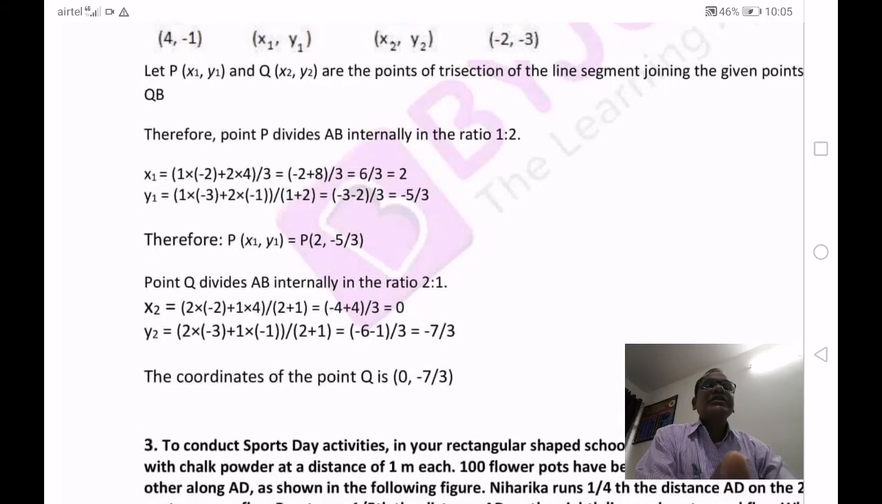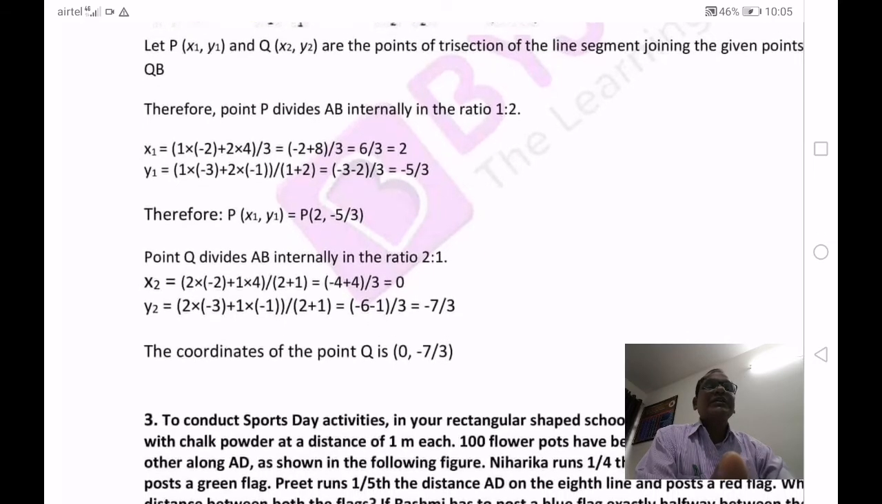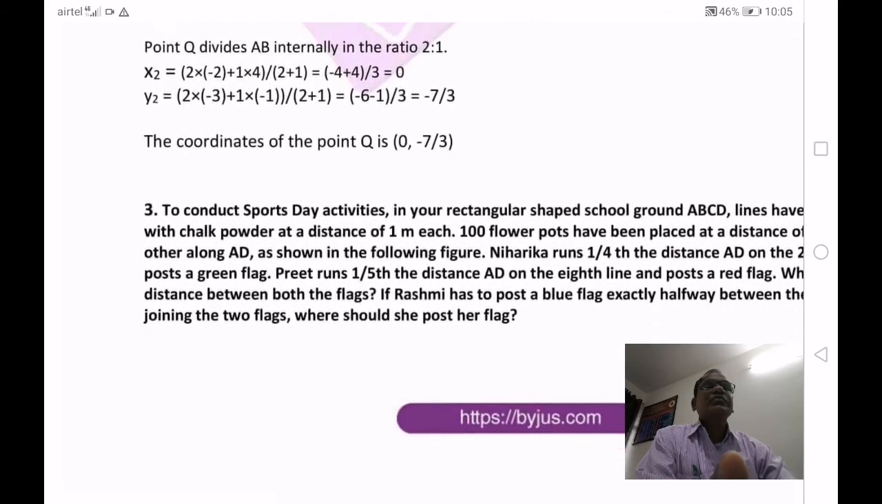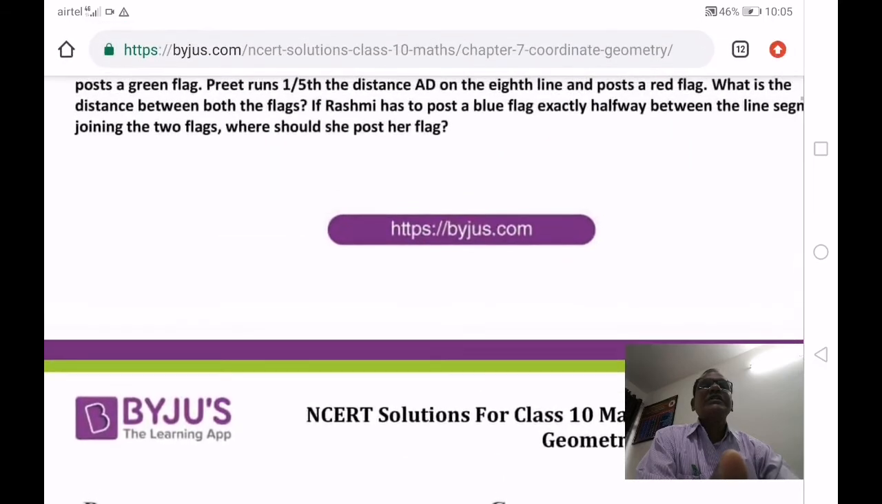Therefore the trisection points are P and Q. P is 2 comma minus 5 by 3 and Q is 0 comma minus 7 by 3, children. So tomorrow we will continue. Here one more problem is there that I am going to explain.